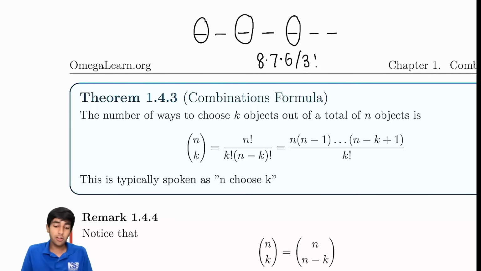So that's just the gist of the combinations formula. In general, it would be n choose k, which is n factorial over k factorial times (n minus k) factorial, which is often used in this way, which is kind of what I showed here.